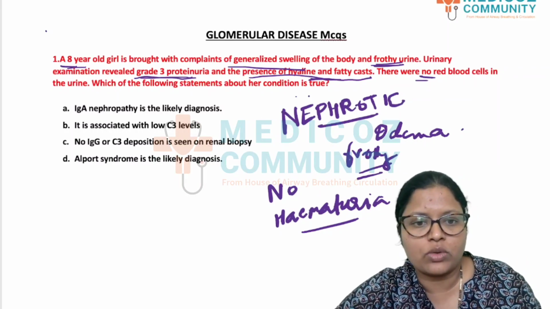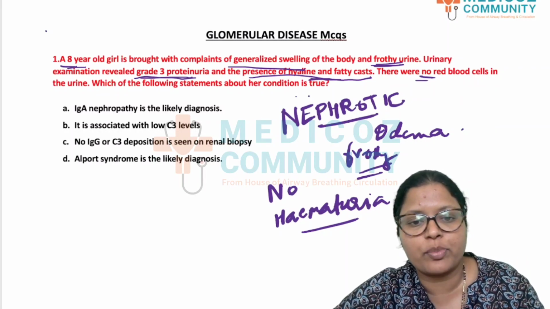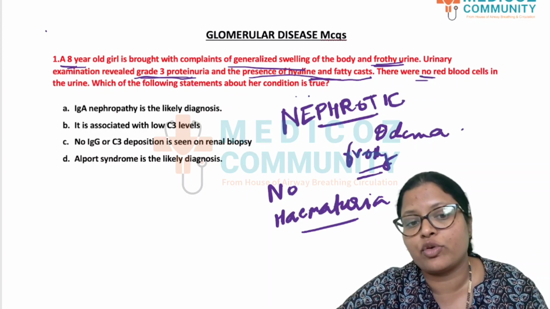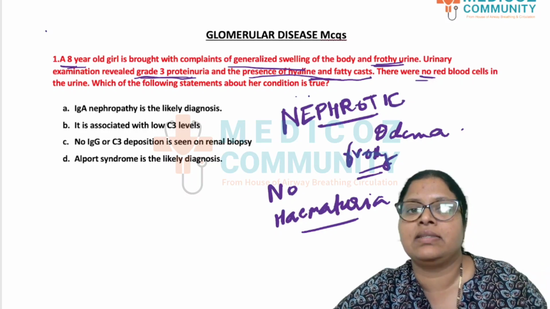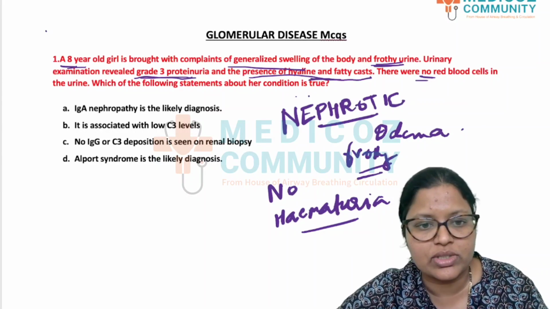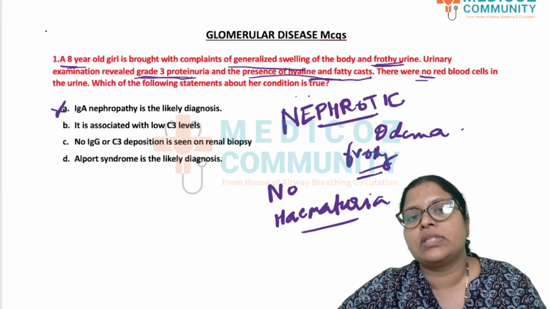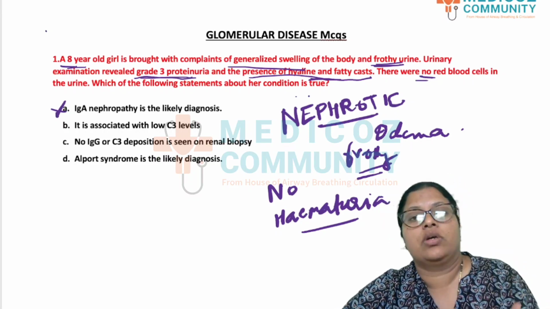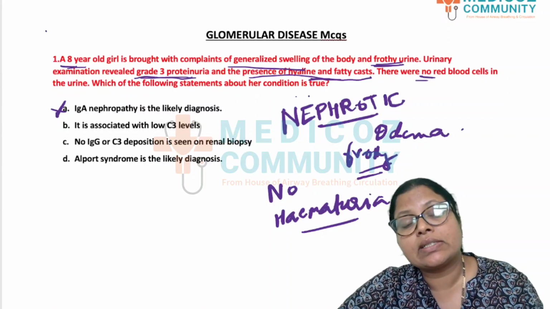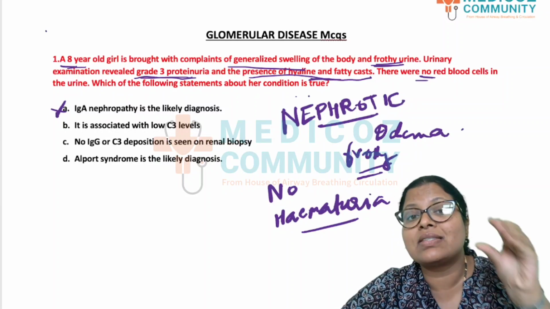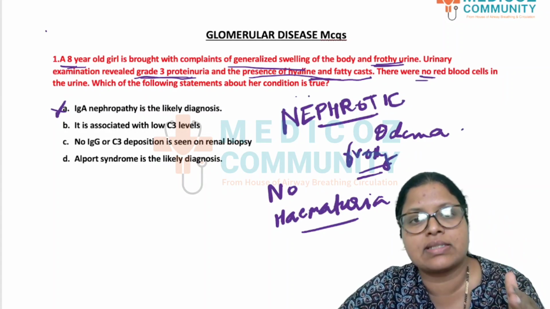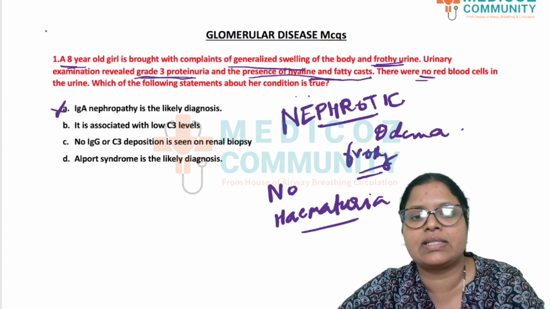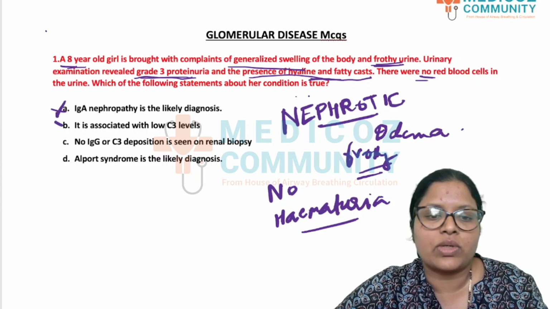Now let us rule out the options. IgA nephropathy is the most likely diagnosis. Remember students, IgA nephropathy is nephritic syndrome, not nephrotic syndrome. So this is not your answer. It is associated with low C3 levels. Now which kind of glomerular disease is associated with low C3 level? Your C3 glomerulonephritis. But the C3 glomerulonephritis is again nephritic syndrome. So you can rule this out as well.